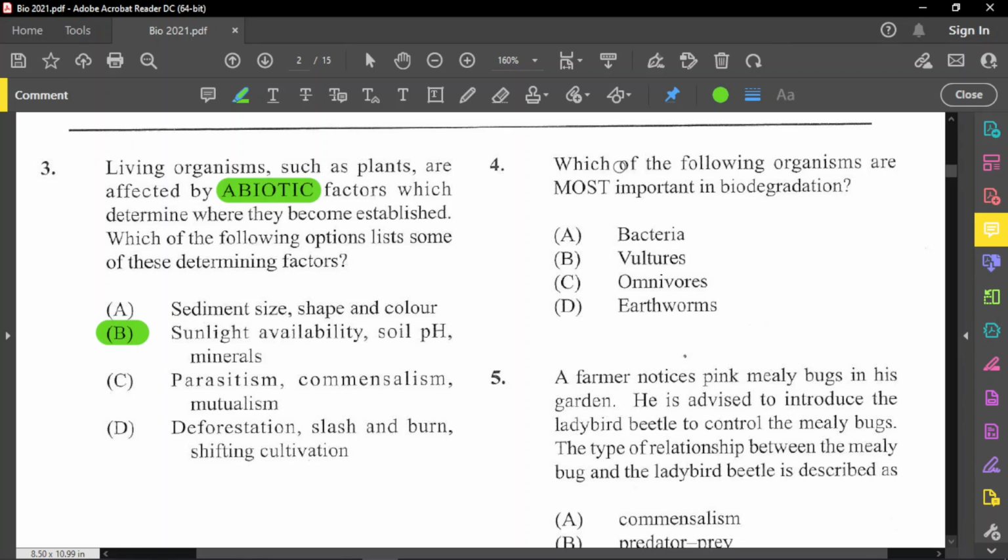Now let's jump over to question number 4. Question number 4 states, which of the following organisms are most important in biodegradation? And when we talk about biodegradation, what you're talking about is decomposition. So you have bacteria, vultures, omnivores, and earthworms. For question number 4, A will be our answer, because bacteria are decomposers. Since they are living things, the word bio means living, and degradation means to break down. So they break down by living things. And so bacteria are decomposers. So definitely A is our option.